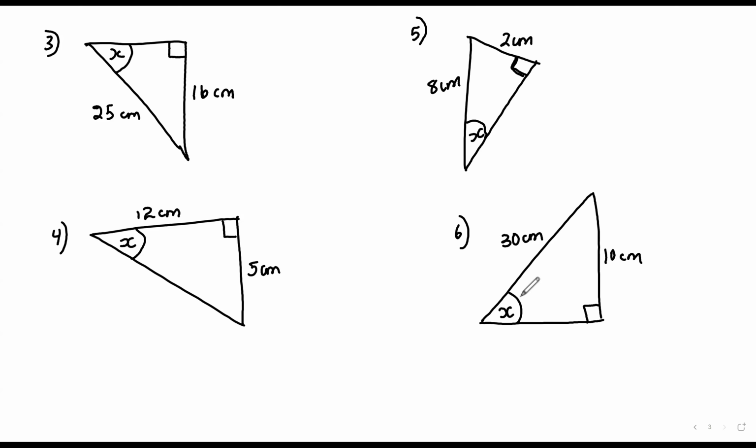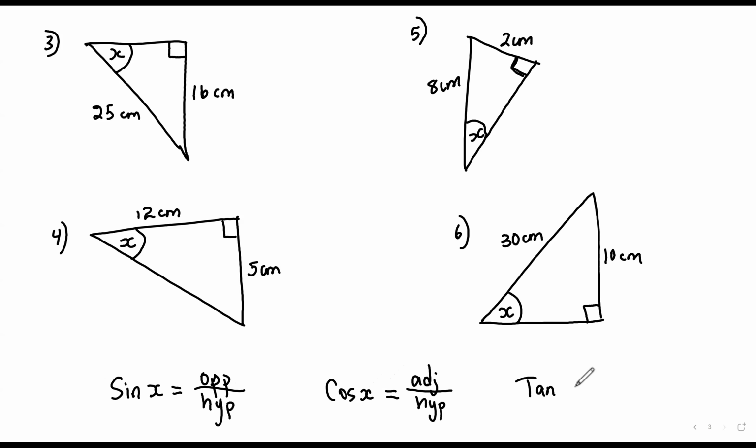Good. So try these out for me, please. I'm gonna write the ratios at the bottom here, just so that you would recall what they are. Sine of an angle theta is equal to opposite over hypotenuse. So I said I was gonna use x, right? Cosine of an unknown angle x is equal to the adjacent over the hypotenuse, and then tangent of an angle x is equal to opposite over adjacent.